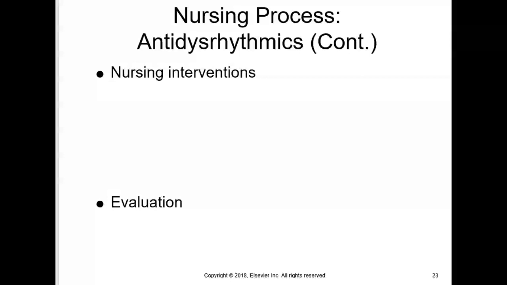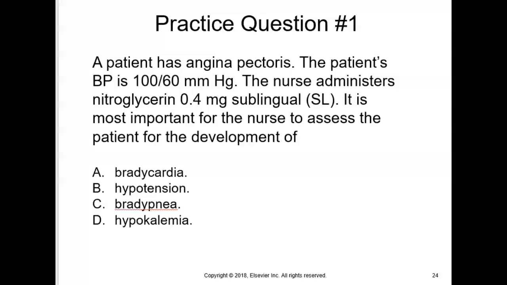So let's move on to the practice questions at the end of the PowerPoint presentation. Go ahead and pause the video, read through the question, and pick out your correct answer, and then resume the video to see if you're correct. For question 1, the correct answer is B as in boy. A side effect of nitroglycerin is hypotension owing to the vasodilation of blood vessels.